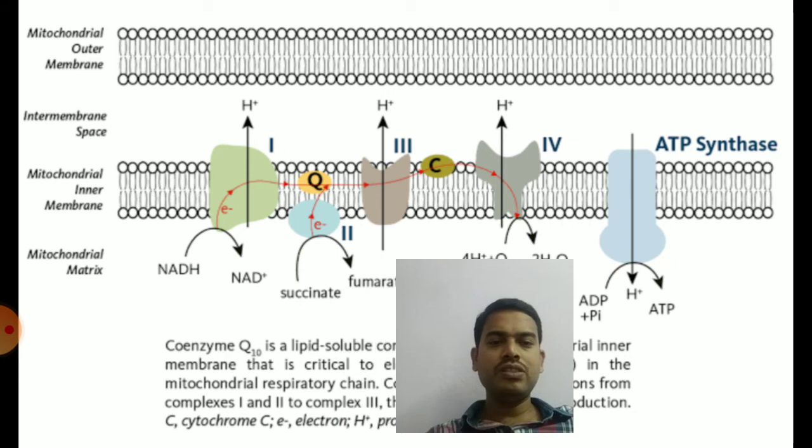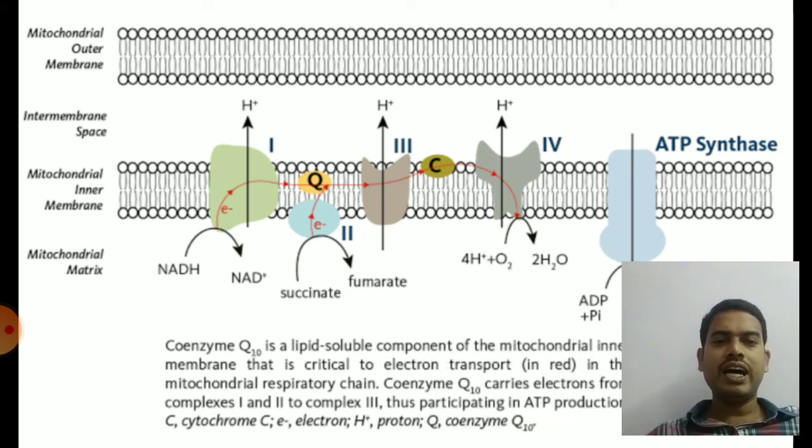So this is how the complexes mentioned in the previous slides are arranged in the inner mitochondrial membrane. Complex 1 NADH oxidoreductase, complex 2 succinate coenzyme Q reductase, complex 3 cytochrome coenzyme Q oxidoreductase, complex 4 cytochrome C oxidase, and complex 5 ATP synthase. So these are the 5 enzyme complexes that play an important role in the process of electron transport chain and oxidative phosphorylation.